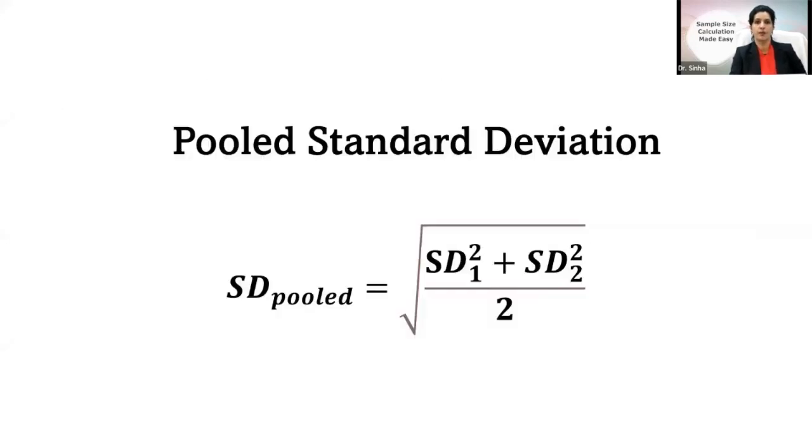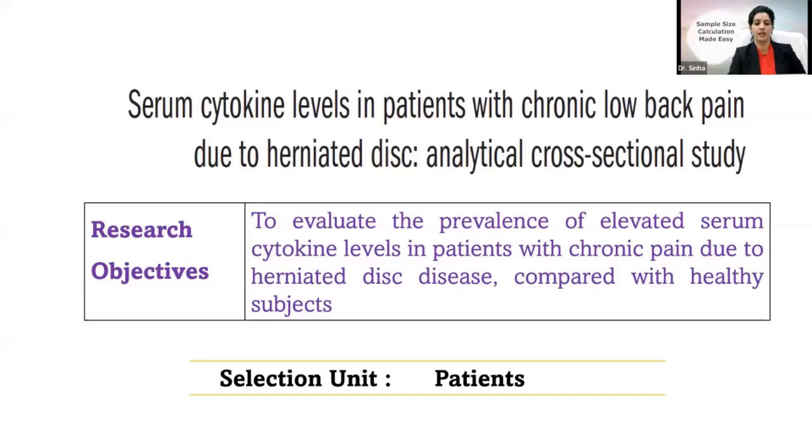So the formula for this pooled standard deviation is the square root of (SD1 squared plus SD2 squared) divided by 2. That means you square both the standard deviations, add them and divide by 2, then take the root. We'll see this. So now do the calculation.